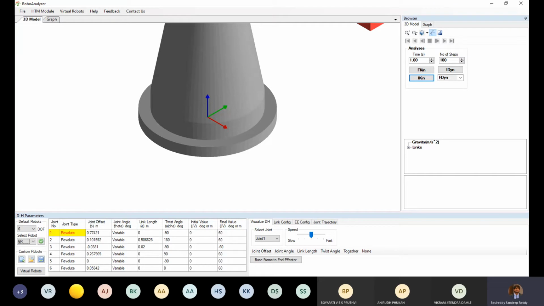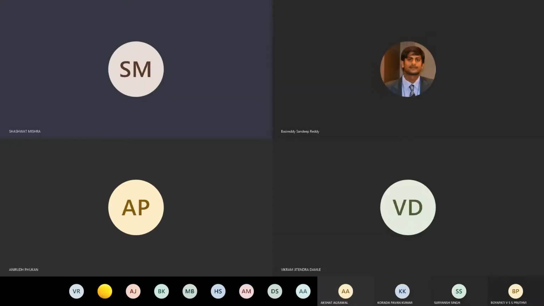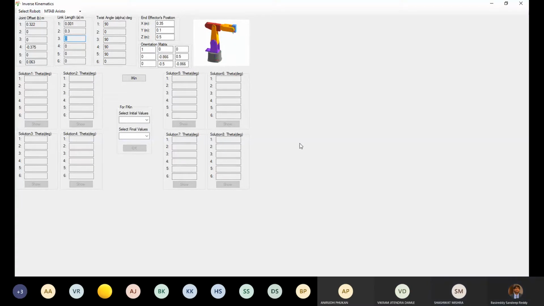The inverse kinematics window is not available on your screen. The inverse kinematics window that appears in Robo Analyzer, that is not visible in yours. Now it is visible. No, sir, but it's fine, we checked in our software only. Okay, now it's visible.